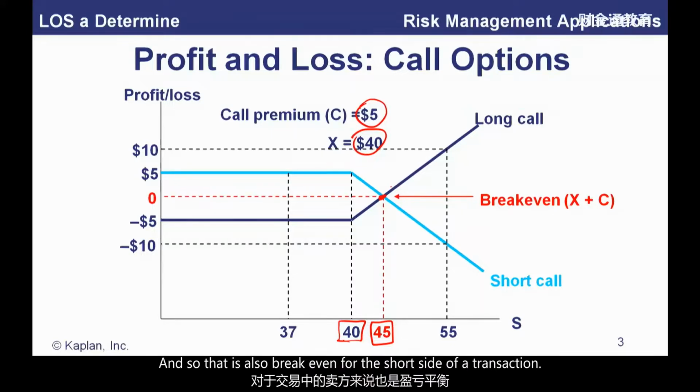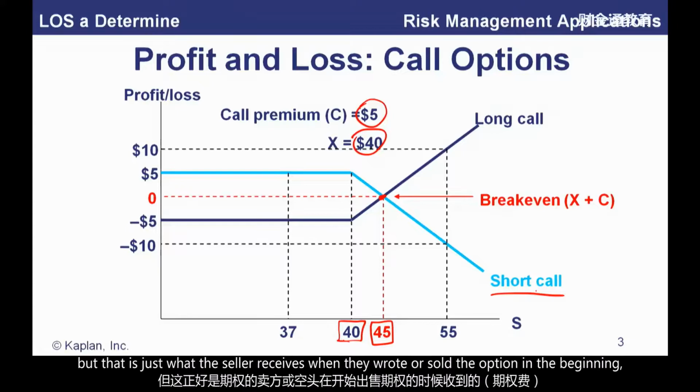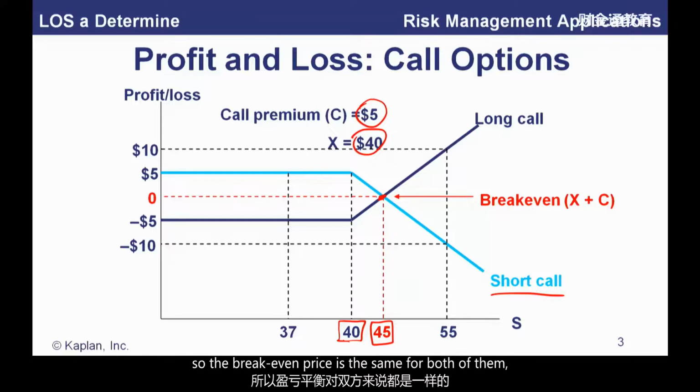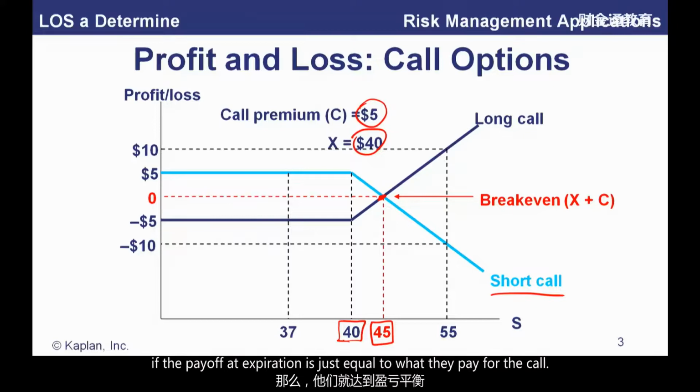And so that's also break even for the short side of the transaction, the writer of the call who promised to sell the asset at 40. Well, at 45, the seller at 40 is out $5, but that's just what the seller received when they wrote or sold the option in the beginning. So the break-even price is the same for both of them, and they'll break even if the payoff at expiration is just equal to what they paid for the call. So big diagram to explain that, but it really helps sometimes to draw these diagrams.